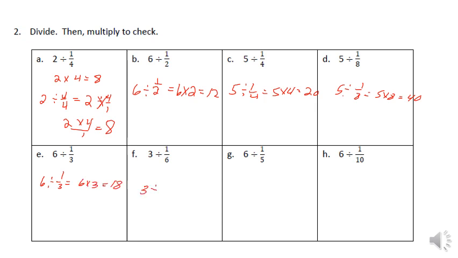We have 3 divided by 1/6, which equals 3 times 6, which equals 18. We have 6 divided by 1/5, which equals 6 times 5, which equals 30. And the last one, 6 divided by 1/10 equals 6 times 10, which equals 60.